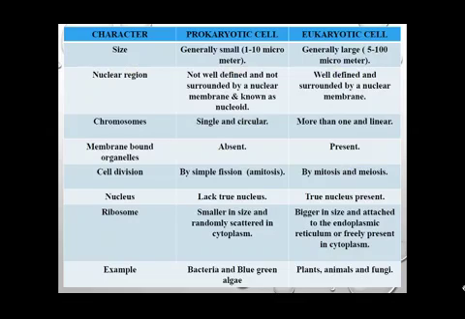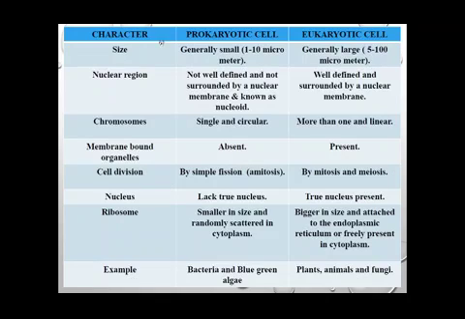So now we have studied much about the cell and its different components. Now we will be studying the difference between the prokaryotic cell and the eukaryotic cell. The major characters on the basis of which we will be differentiating between both the cells are the size, nuclear region, chromosomes, membrane bound organelles, cell division, nucleus, ribosomes and their examples. So let us take them one by one.